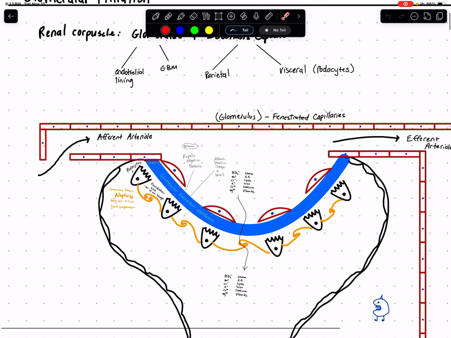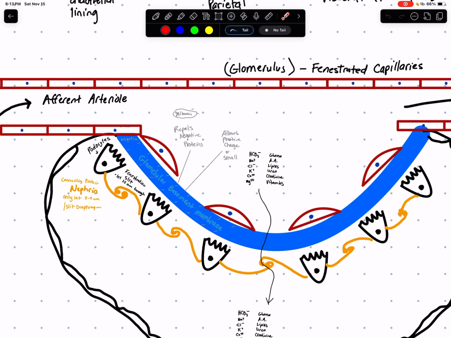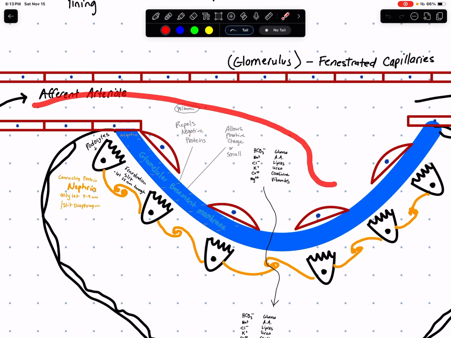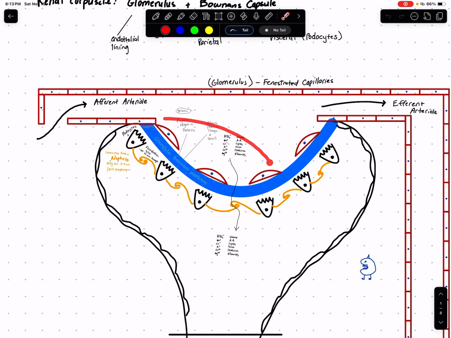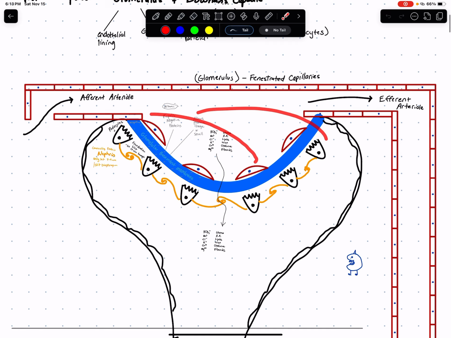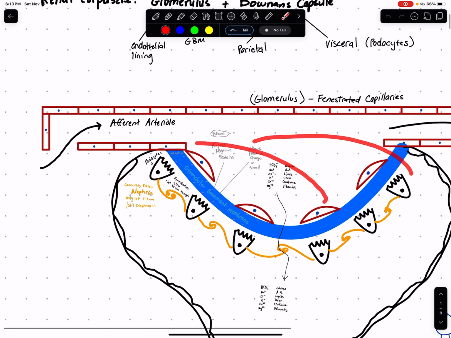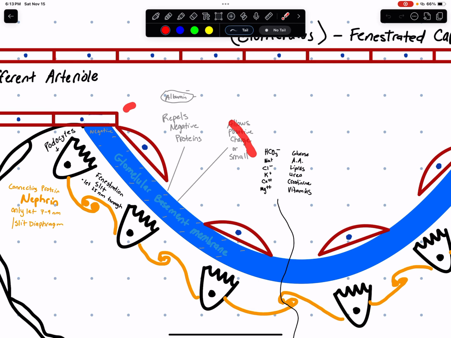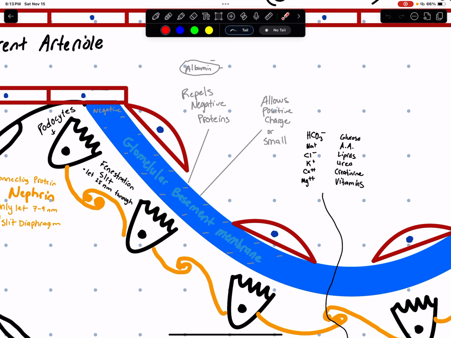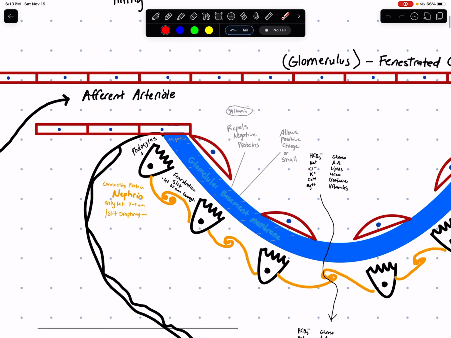So this is going to be fed by your afferent arteriole, and all your blood's going to come through here, and about 28% of this blood going by is going to be actually retained by this nephron, and it's all the plasma in your blood. So anything too big for this glomerular basement membrane can't travel through.